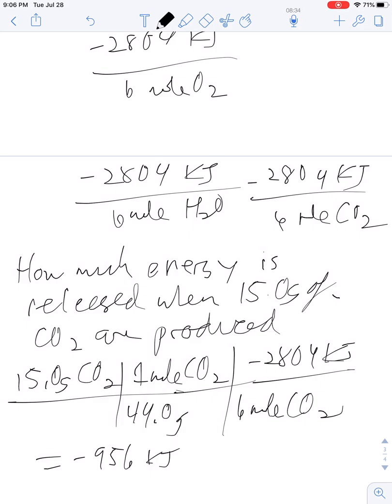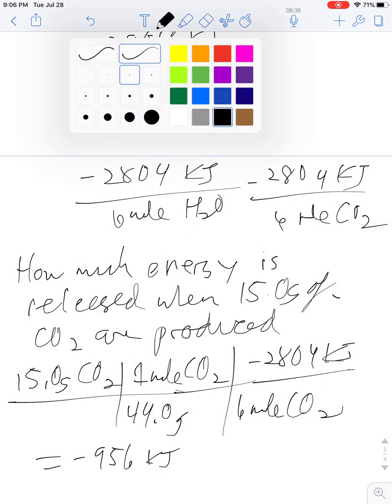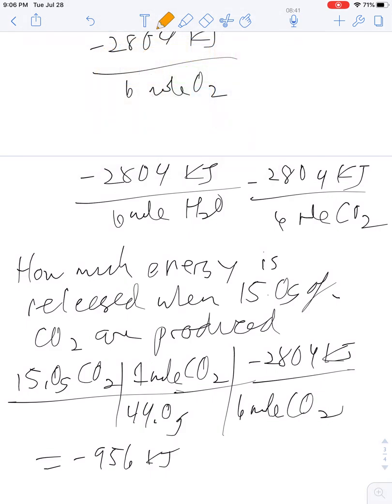We always use our sig figs. There are 3 sig figs in those numbers. This one has 3 sig figs, 3 sig figs, 4 sig figs, so we'd round to the least number, which is 3 sig figs. So if it's negative, it means it's exothermic, meaning energy is being released. If our number was positive, it would be endothermic, meaning that heat is being absorbed.